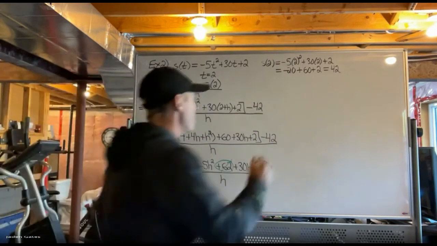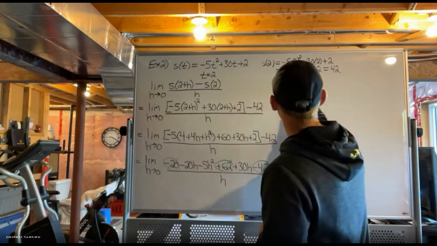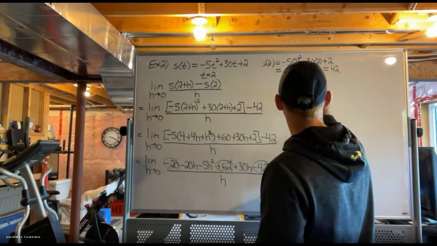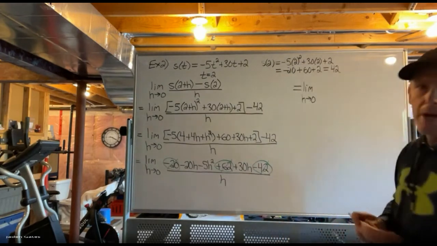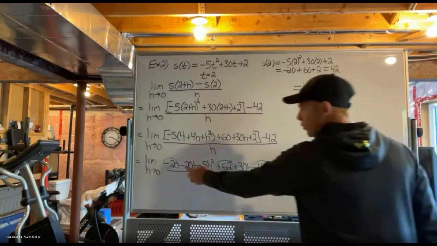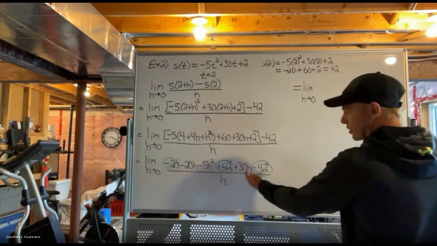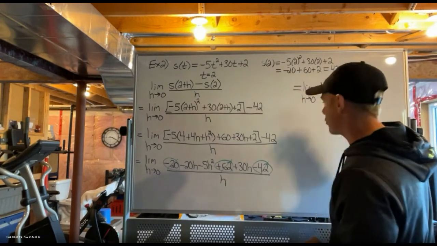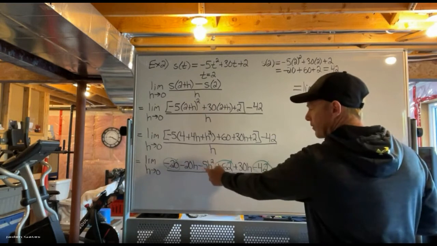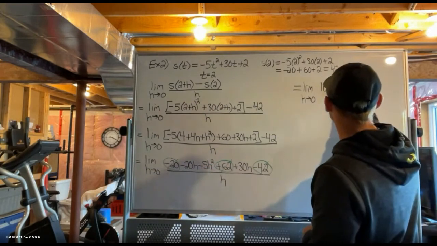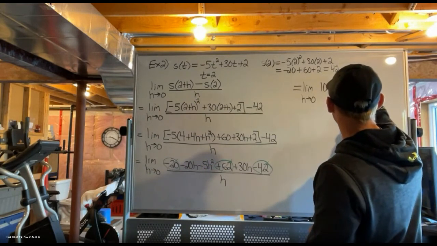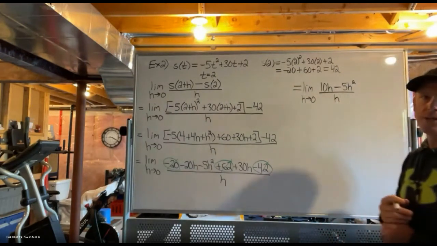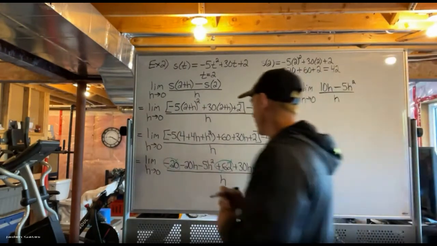So now I'm going to continue on here. Equals the limit. Now I can also put my h terms together. I have a minus 20h and a positive 30h. Well, let's put them together for a positive 10h. And then I have this minus 5h squared, all over h. Things just got a whole lot simpler very quickly, which is great.